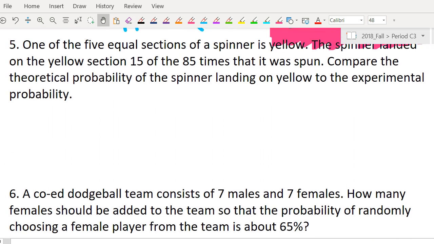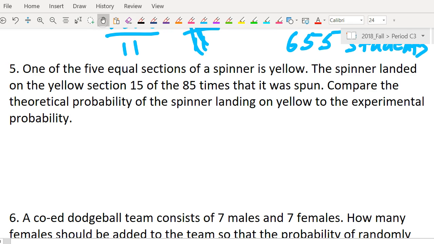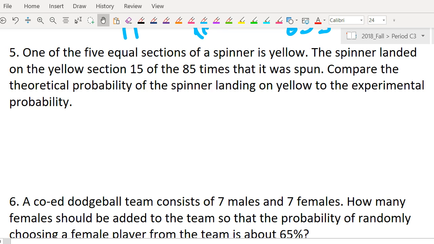Okay. One of the 5 equal sections of a spinner. How many sections? It's yellow. If the spinner landed on the yellow section 15 out of this many times, compare the theoretical probability with the experimental probability. Okay, who can tell me how to do this? How many can help me do this? Yeah. So put 15 over 85. Right, and we're going to reduce that. Now, is that the experimental or the theoretical? Experimental. Right, that's the experimental.